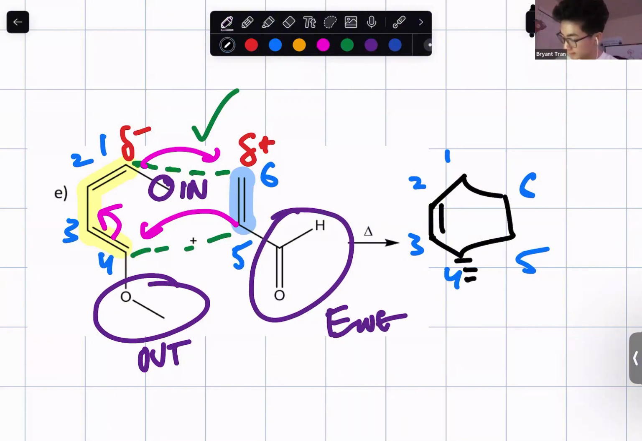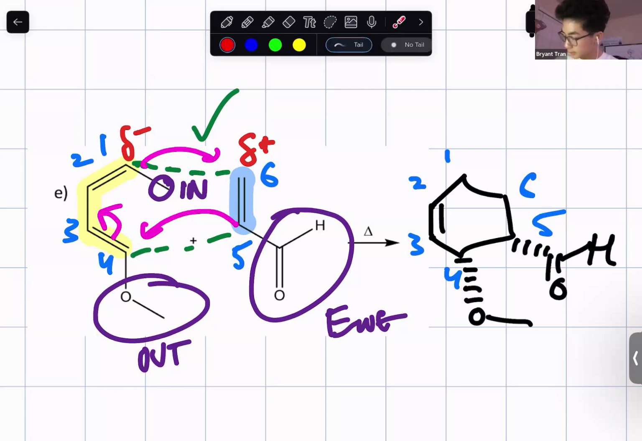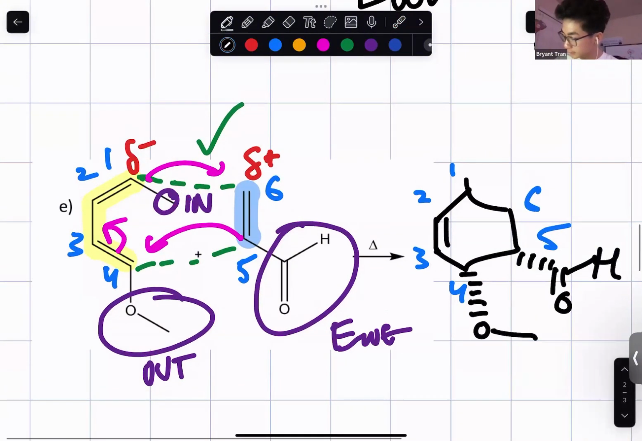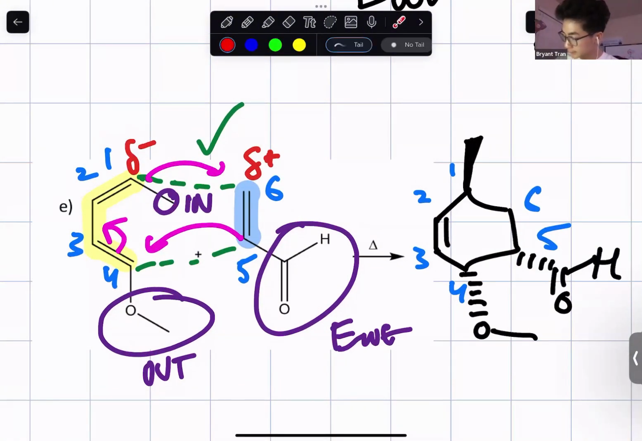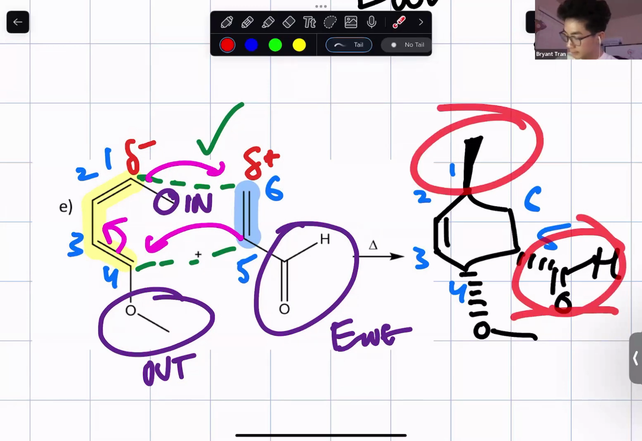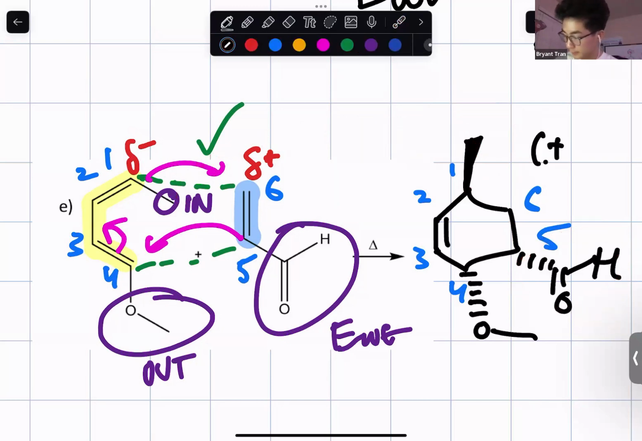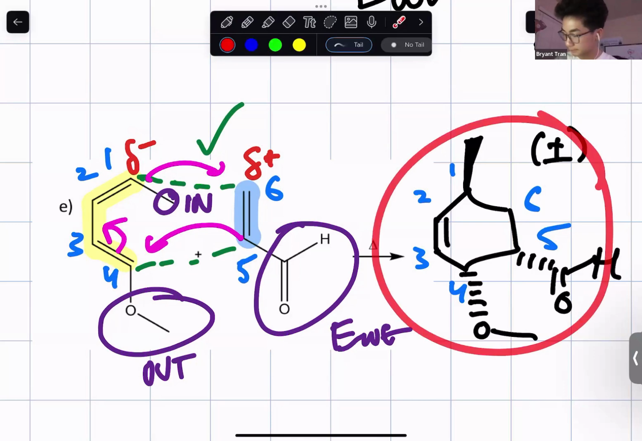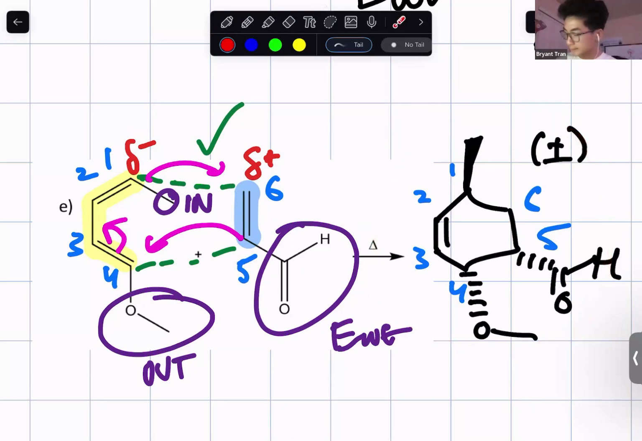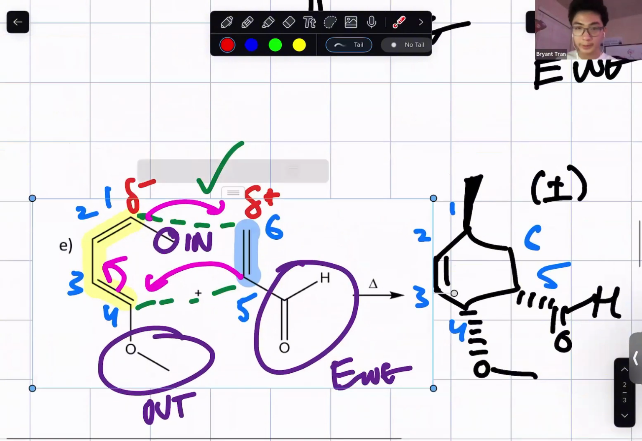the out group is going to be cis to the EWG. So if I draw out my out group as a dash like that, that means that my EWG would also have to be a dash to follow the endo rule, right? And this methyl group here on carbon 1 is trans to the EWG. So because this EWG is a dash, this in group methyl group here has to be a wedge, trans to the EWG based on the endo rule. And we can do plus minus here because everything could have been flipped in this case, right? So that's the major product for this Diels-Alder problem here.